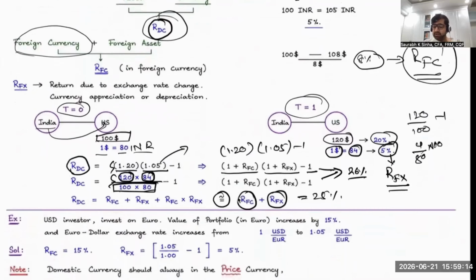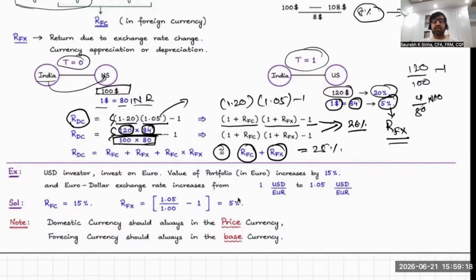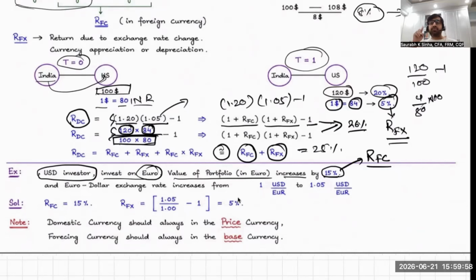So let's do one question. If you have understood how to calculate the return in domestic currency, if you are given the return in the foreign currency and the return of FX, which is the return due to the appreciation and the depreciation of the foreign currency. Okay. So there is a USD investor. So what is the domestic currency? USD, invested in euro. What is euro? Foreign currency. The value of the portfolio in euro increases by 15%. So is it RDC or RFC? This is RFC, the return of the foreign currency asset in the foreign currency.